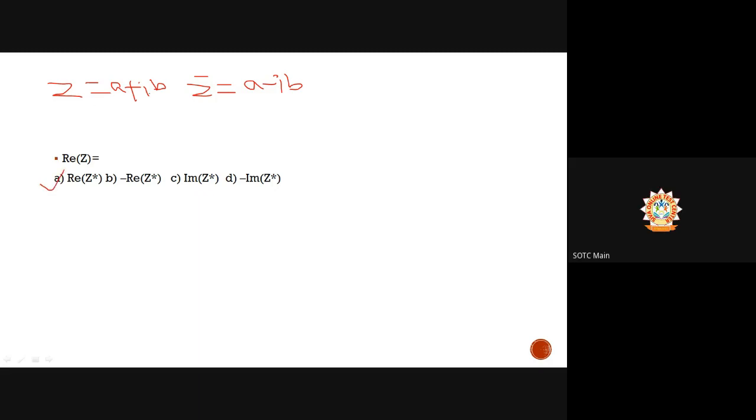Because z is equal to a plus ib. Here, if you see, real of z will become what? A, right? Here also z bar is equal to a minus ib. Here also real of z bar is what? A, right? Yes.